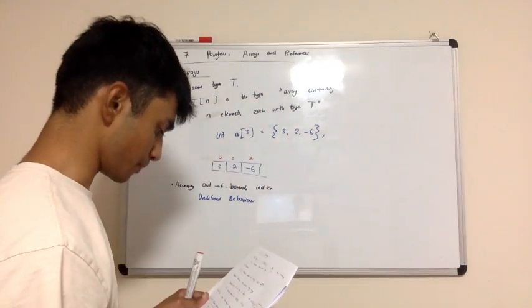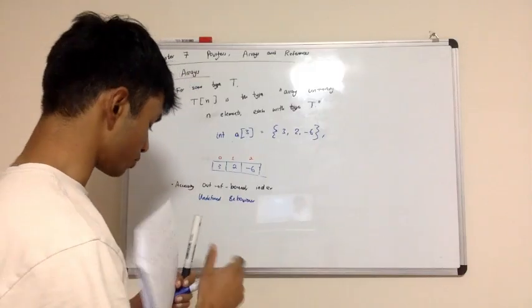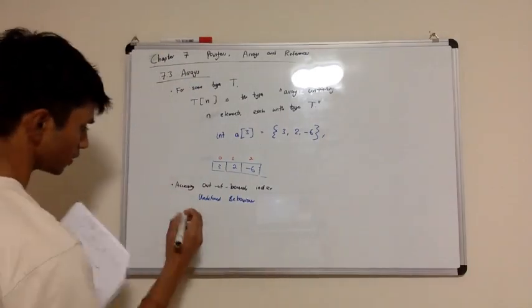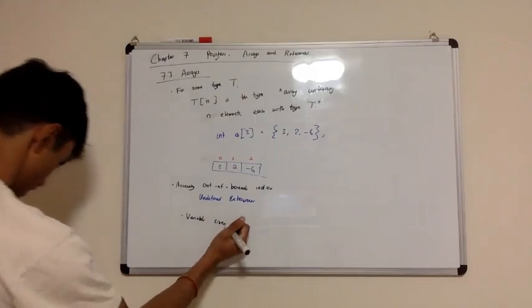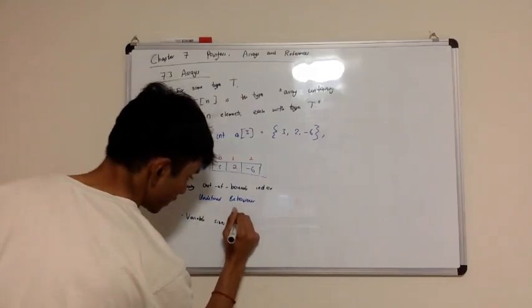A couple of other rules in terms of declaration. Variable sizes for an array is illegal.